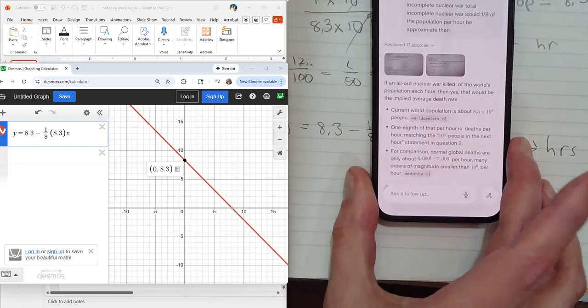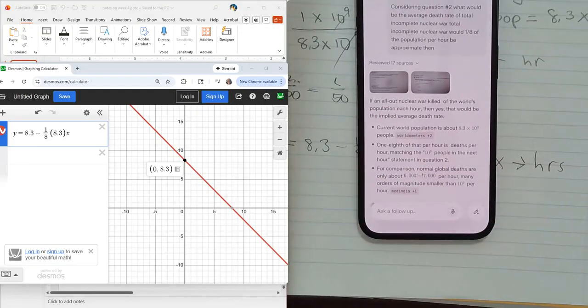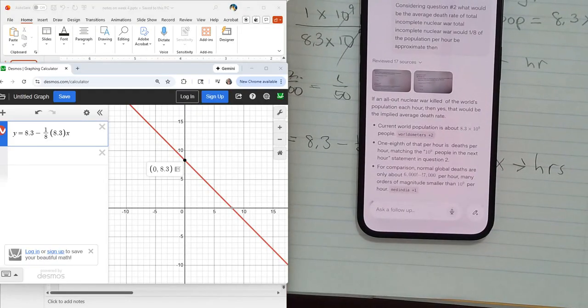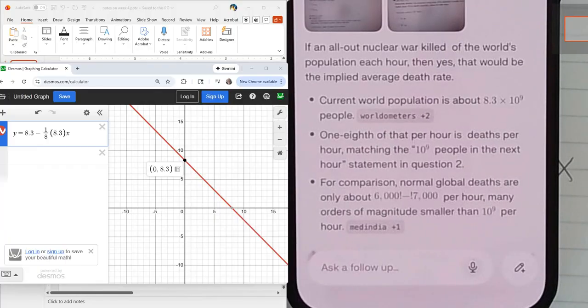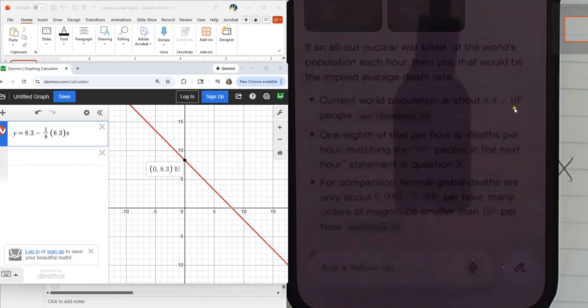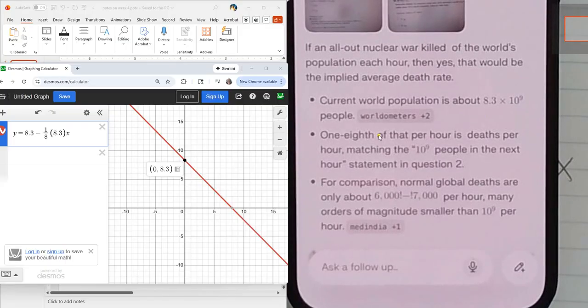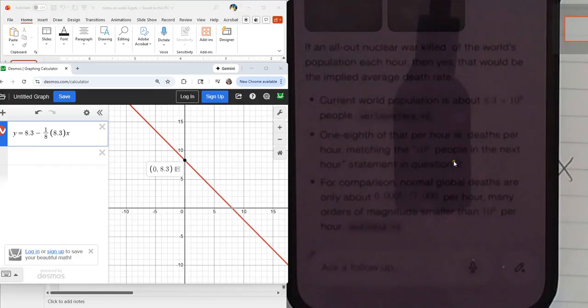So then I said, hey, AI, what about nuclear war? Is it possible? So here it's saying the same numbers I had. The current world population is 8.3 billion. And at 1/8 loss per hour, matching 10 to the 9th people in the question we were talking about. But for comparison, that's still 6,000 factorial to 17,000 factorial.